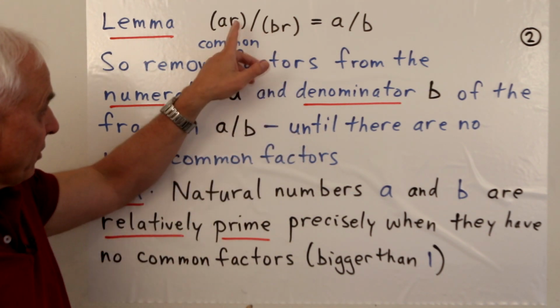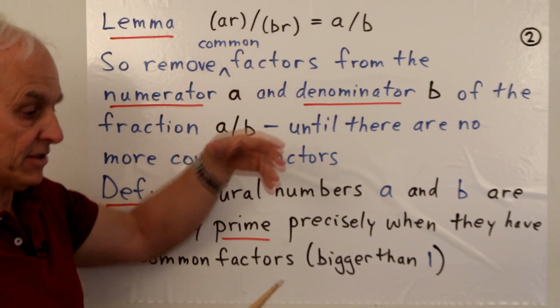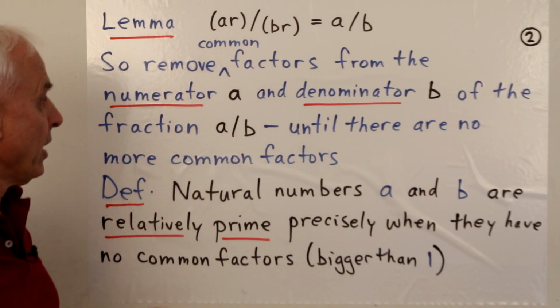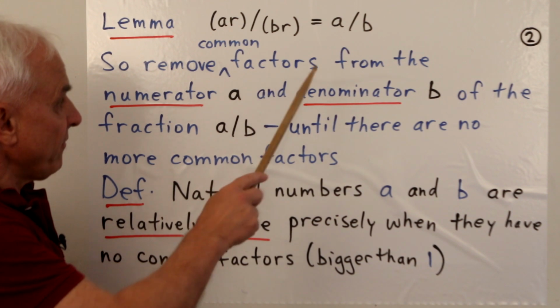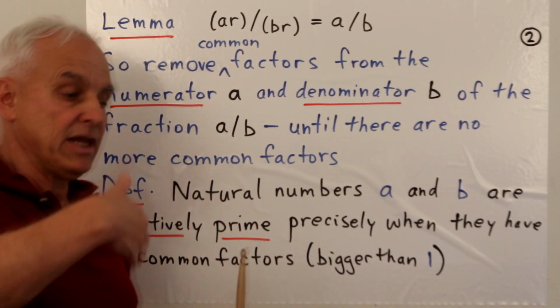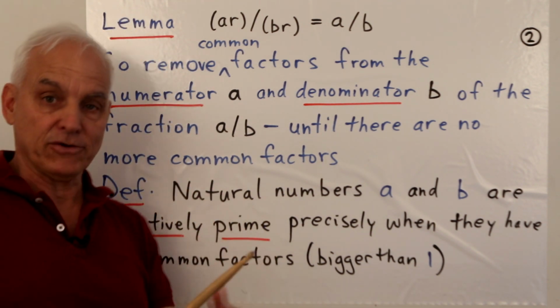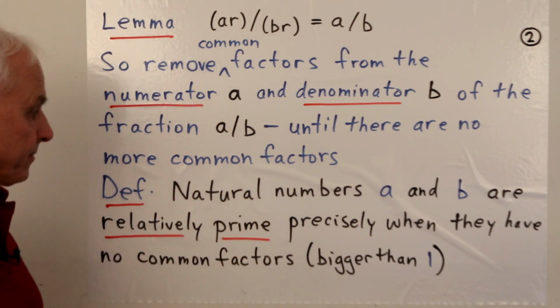Okay, so the numerator is the thing on the left-hand side, and the denominator is the thing on the right-hand side. These are both natural numbers. So we could remove common factors from the numerator a and the denominator b of the fraction a over b, and we could keep doing that until there are no more common factors to be removed.